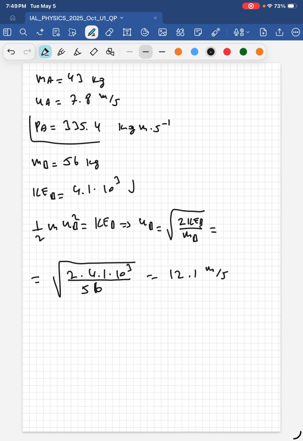And let's box this because we will need it. We can now calculate the momentum of B before the collision as 677.6 kilograms times meters times seconds to the minus 1.